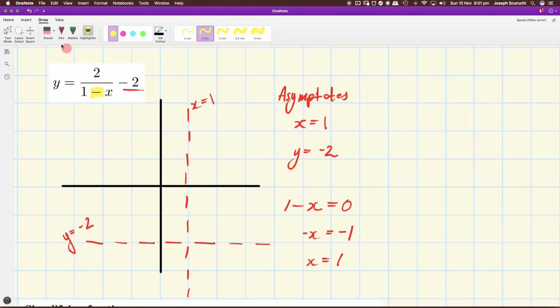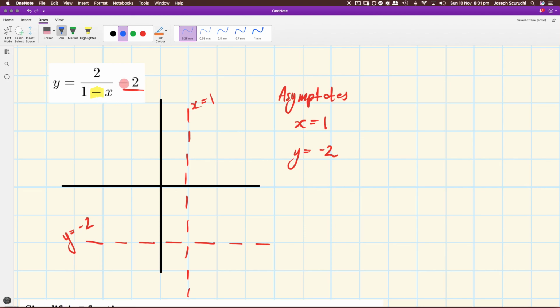Perfect. Now, as I said before, this negative in front of my x is going to cause us some reflection issues. So how exactly is it going to be reflected? Because this negative x means it's going to be reflected across the y-axis. But what we're going to see is that being reflected across the y-axis or reflecting across the x-axis is actually the same situation for rectangular hyperbolas.